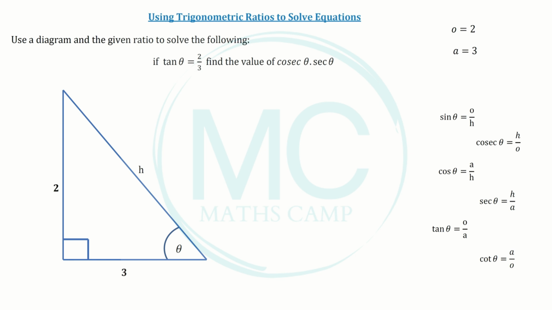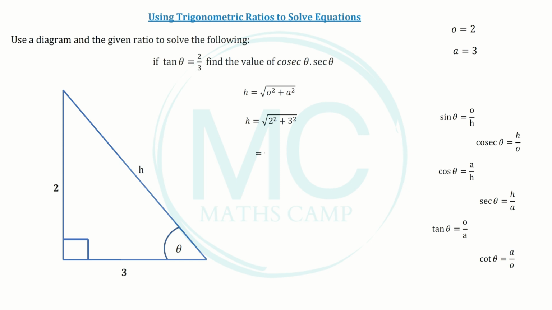Let's put 2 in our diagram in place of O, and 3 in place of A. Now we still need the length of the hypotenuse. We have the length of the adjacent side and the opposite side, so now we can use Pythagoras to find h. We say h, the hypotenuse, is equal to the opposite side squared plus the adjacent side squared, all under a square root. Now we can fill in our values: h is equal to 2 squared plus 3 squared, all under a square root.